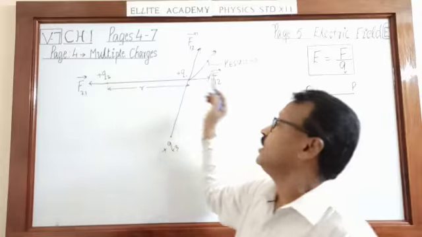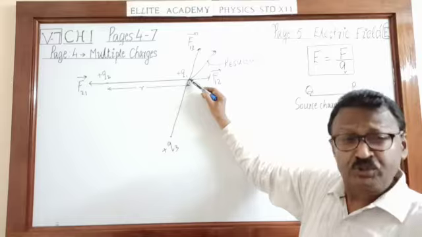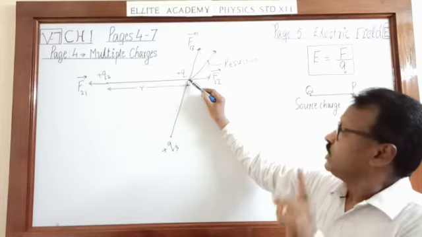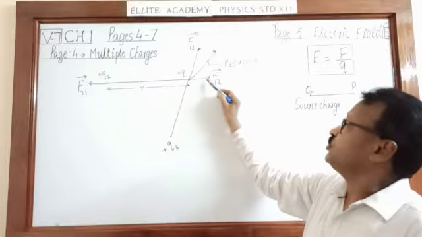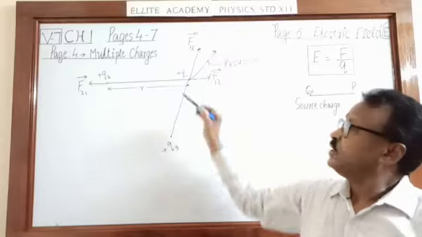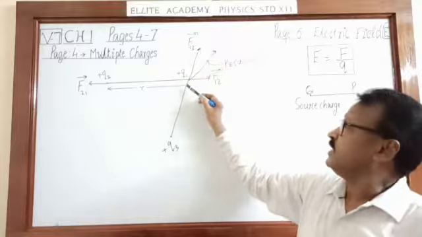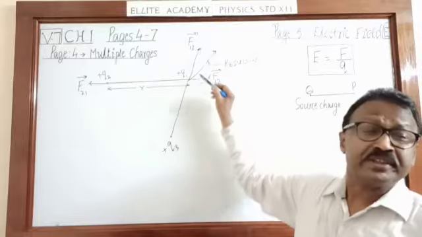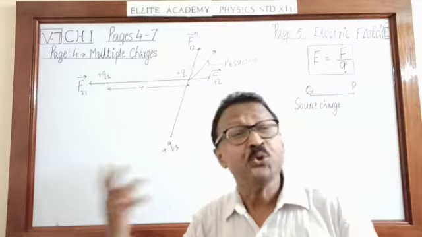So, multiple charges, what is the argument? Point 1, the force between 2 charges does not depend on the presence of other charges. Point number 2, the total force acting on a charge due to a number of other charges is the vector sum of the individual forces. Force between 1 and 2 I find separately, force between 1 and 3 I find separately, then find the vector addition of the two, that is going to be the resultant. That idea we require while doing the problems.